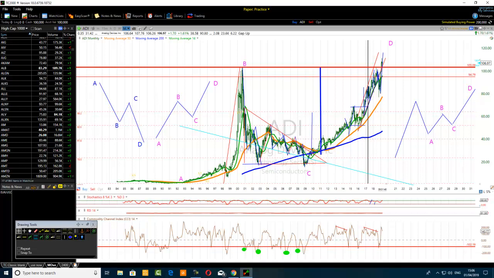So when we have a Fibonacci pattern, in the case of the crab pattern and butterfly pattern, the C to D is usually longer than the A to B. In theory, A to B should be equal to C to D. Sometimes you may see that the C to D will be shorter. In that case, we'll be expecting a sharp move down. All right, we will see. But let's continue our discussion.